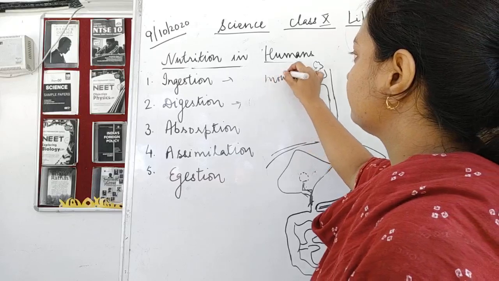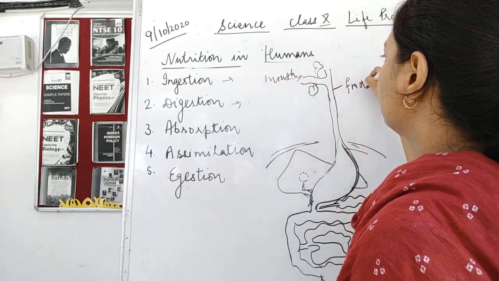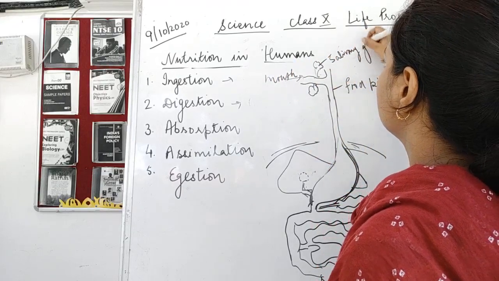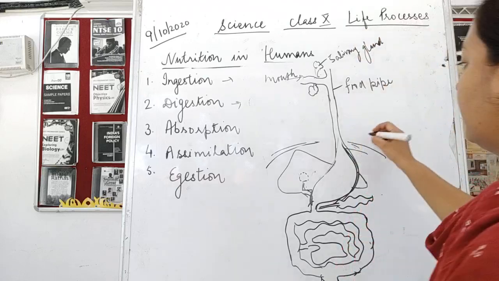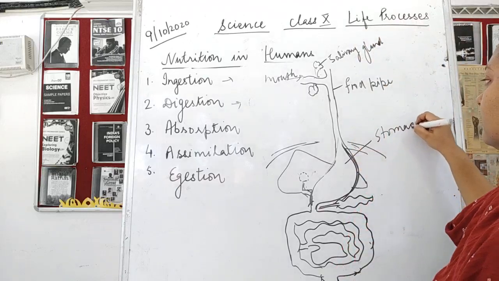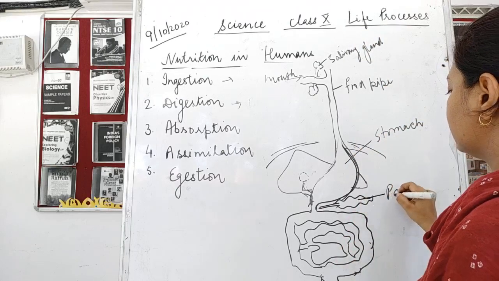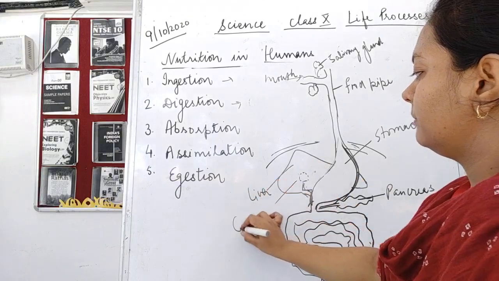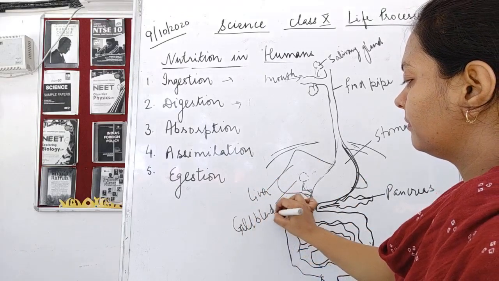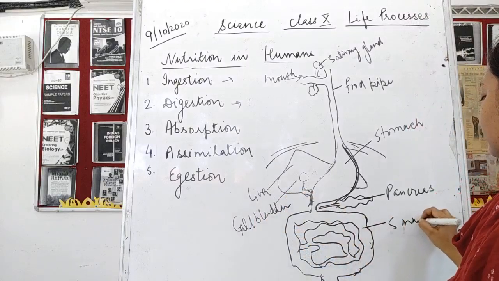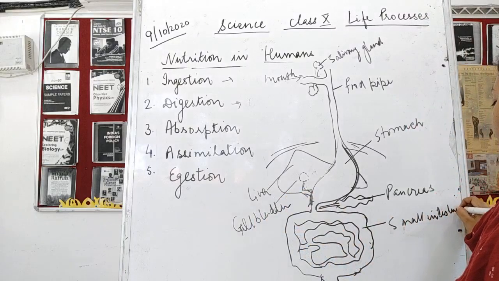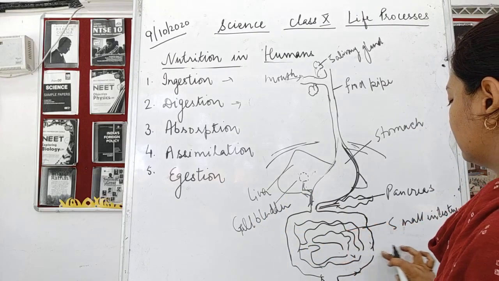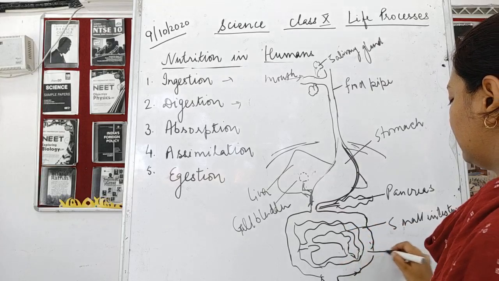The mouth is there, then the food pipe. These are the salivary glands. Next, after the food pipe, we have the stomach. Then we have the pancreas, then we have the liver, the gallbladder, and the small intestine. Oh sorry, this is the large intestine, the small intestine is this, and then we have the large intestine.